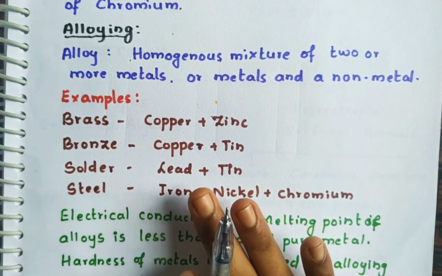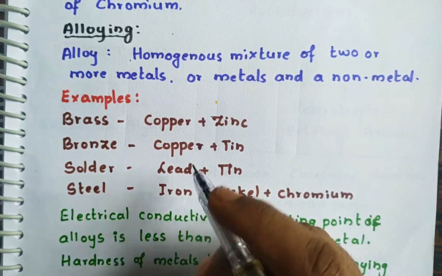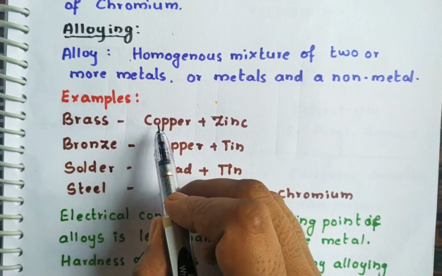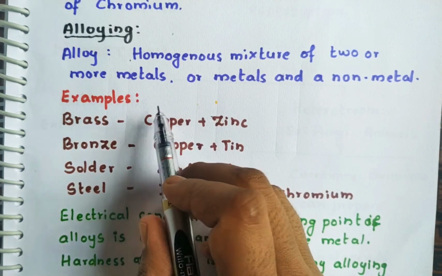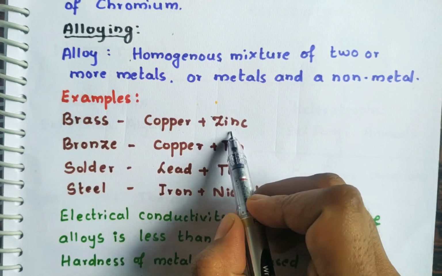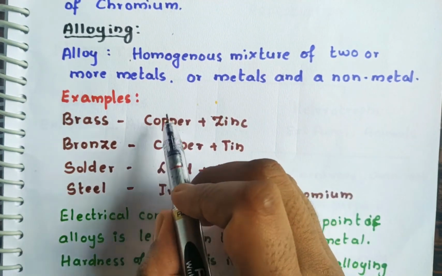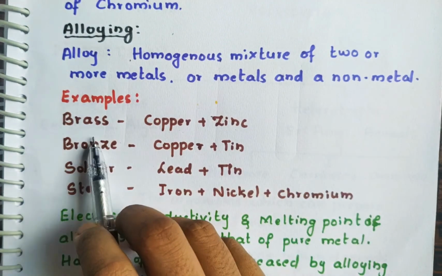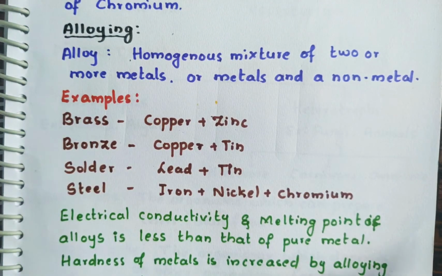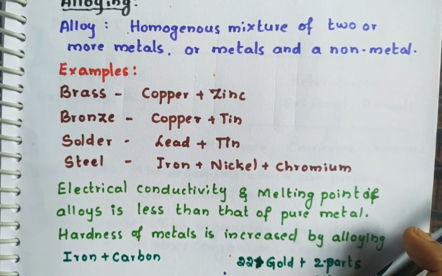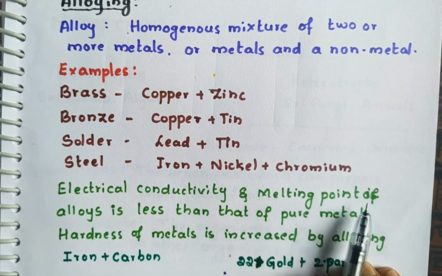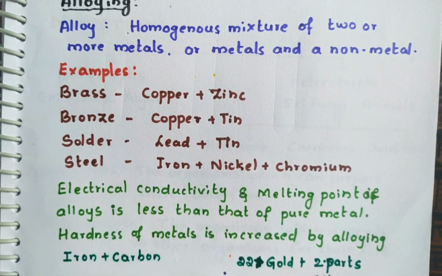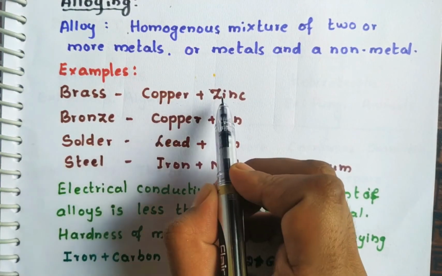How will we prepare these alloys? We heat the base metal and it starts to melt. After that we add the other alloying metals along with that, mix thoroughly and then cool down to room temperature. That's how we prepare the alloys. Some of the characteristics of alloys are lower electrical conductivity, and the melting point of an alloy is less than that of a pure metal.